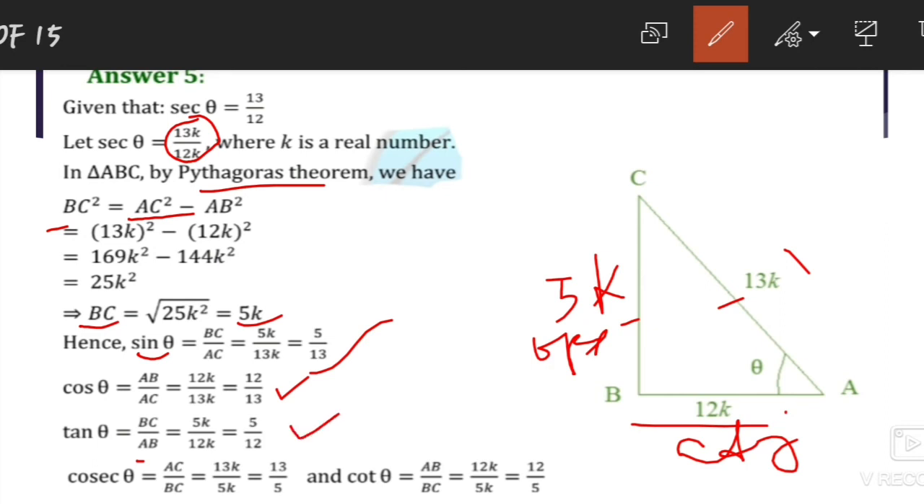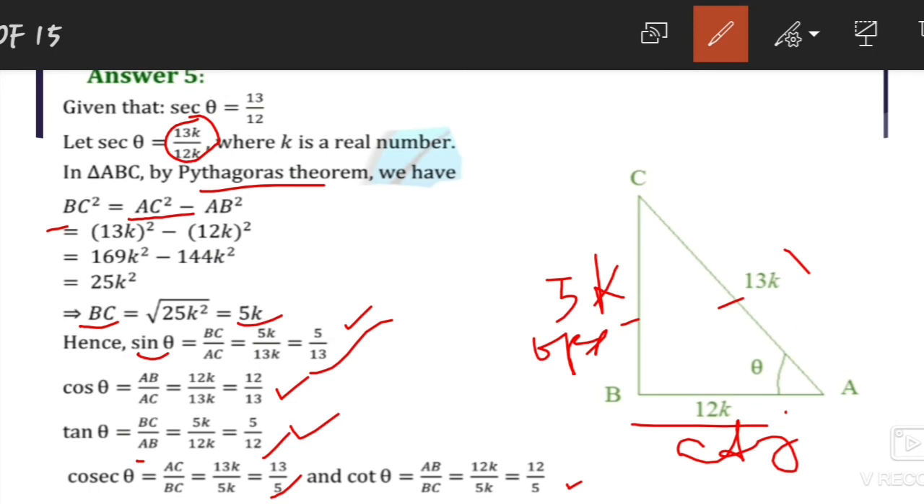Cosec theta, you can do it by the formula. You can find the value of cosec theta by the formula, or you can say that since cosec theta is the reciprocal of sin theta, and sin theta is 5 by 13, cosec theta will be 13 by 5. Similarly, cot theta is the reciprocal of tan theta, since tan theta is 5 by 12, so cot theta will be 12 by 5.